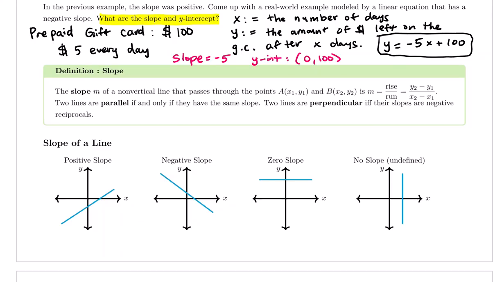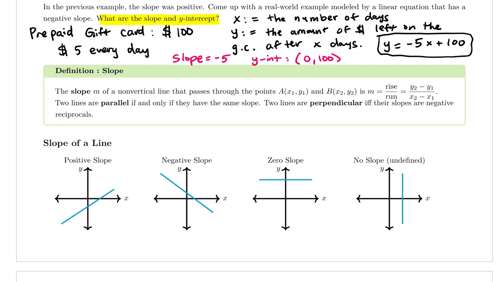So let's talk about slope in a more formal way. The slope m of a non-vertical line that passes through the points A and B is m equals rise over run, which is also the same thing as y2 minus y1 over x2 minus x1. Two lines are parallel if and only if they have the same slope. Two lines are perpendicular if and only if their slopes are negative reciprocals.